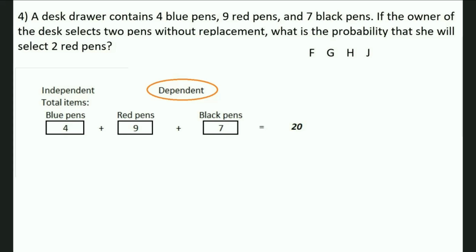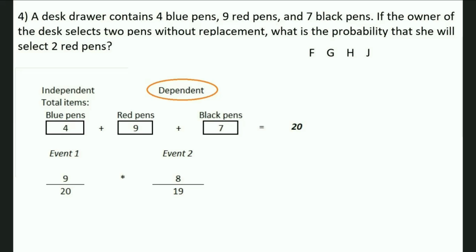So we have 4 blue pens, 9 red pens, and 7 black pens. First thing we always do with probability is figure out how many total objects we have. 4 plus 9 plus 7 is 20. So our first event, we have a probability of picking 9 red pens out of 20 total objects. So that's 9 out of 20 for event 1. And since we're not putting it back, for event 2, assuming we pull a red pen, we now have 19 objects left in our pool of objects, and we only have 8 red pens left. So event 2 would be 8 out of 19.